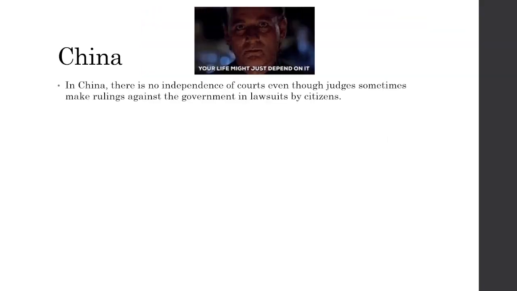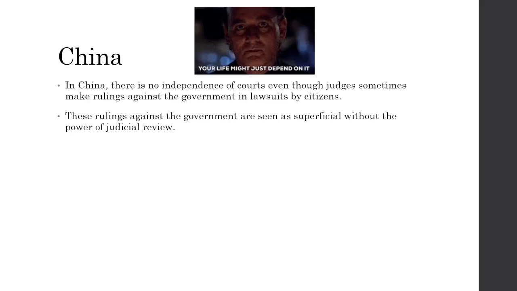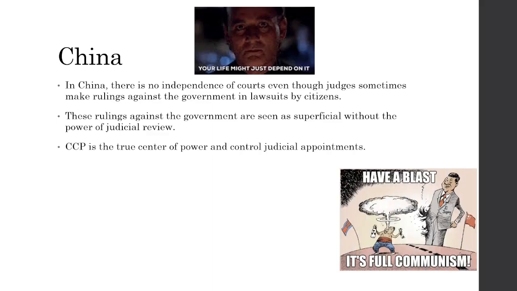In China, there is no independence of courts, even though judges sometimes make rulings against the government in lawsuits by citizens. This is very rare. But the courts are essentially just communist figures. These rulings against the government are seen as superficial, and they do not have the power of judicial review, even with the constitution that really doesn't do anything. The Communist Party is the true center of power, and they also control judicial appointments that will follow their agenda.